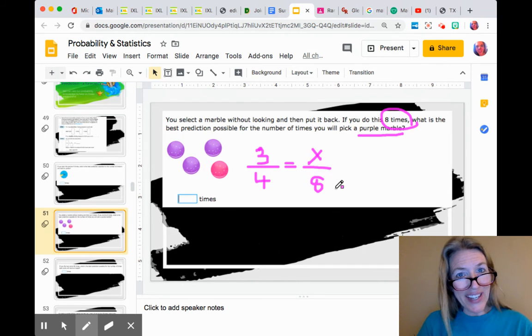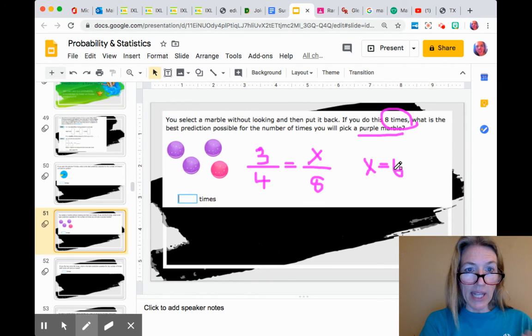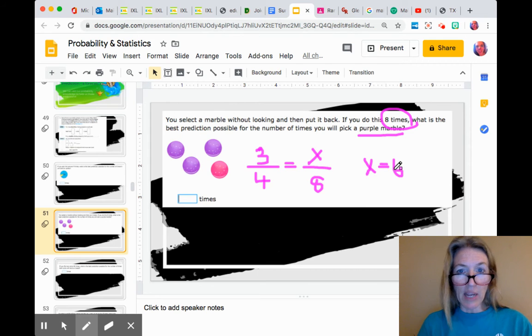This is another easy example. I'm looking here, and I know that I can just multiply times 2. So I'm going to multiply my denominator times 2, and I can see that X is going to equal 6. To answer this particular question, it says, what's the best prediction possible for the number of times you're going to pick a purple marble out of those 8 picks? Well, 6 is the answer.